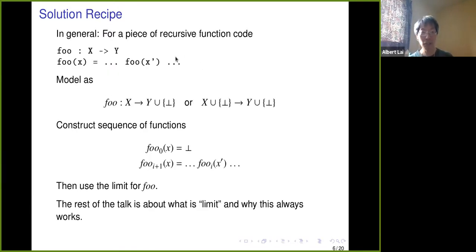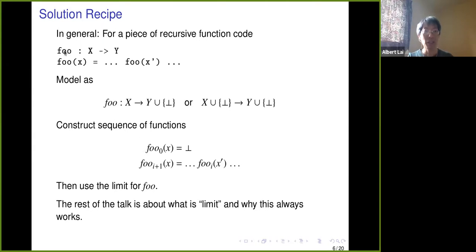So this is a general recipe. You have a piece of recursive code that calls itself with a slightly different parameter. If you know the domain and codomain, then the mathematical model of this function will be, well, you find a mathematical model for your data type, but the codomain needs to allow undefinedness. Maybe the domain also needs a similar notion of undefinedness. But today I will do the simpler one, but in general, you will want to do the more uniform one. And that can also answer more questions.